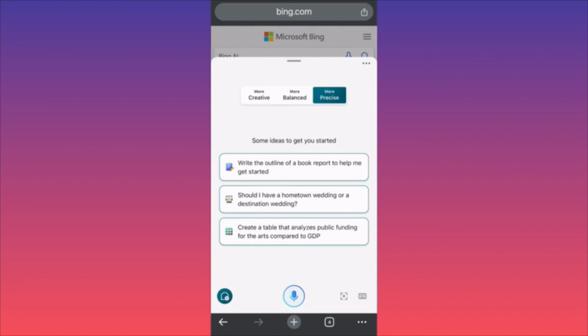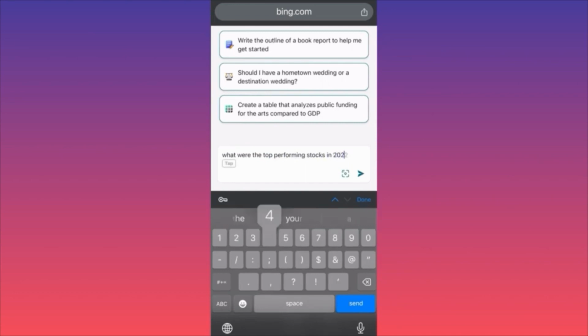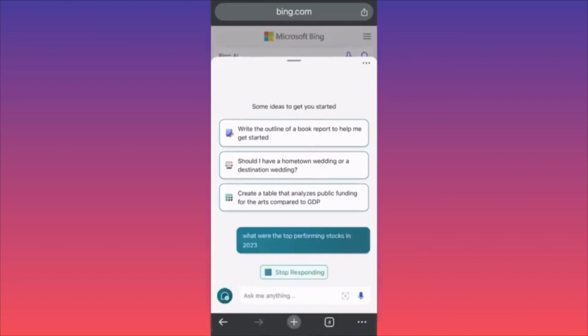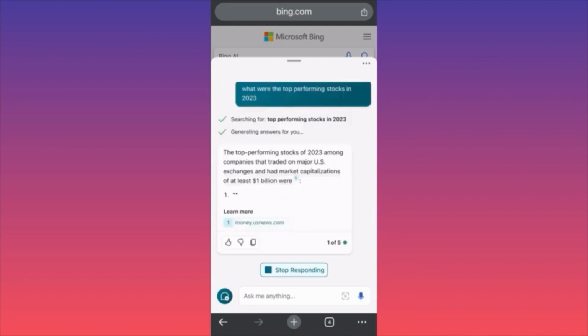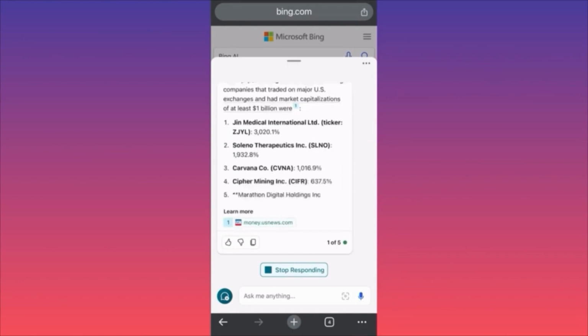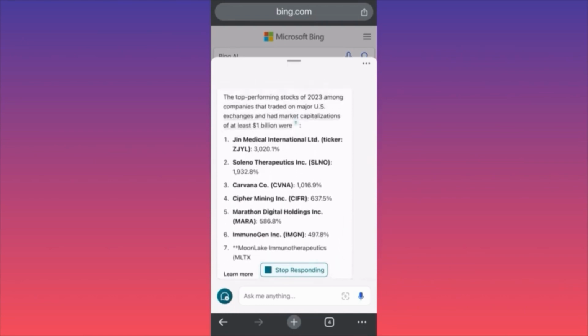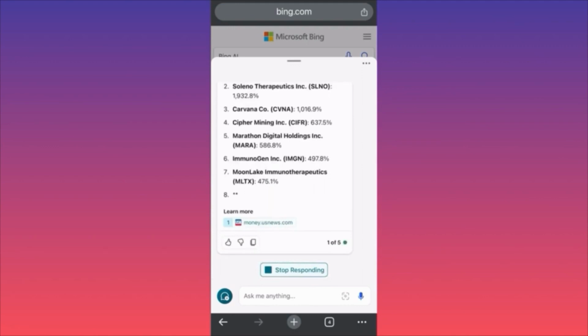So in our example over here, we are going to ask what were the top performing stocks in 2023, excuse me. Now we're sending the algorithm back through the whole Bing search to try to identify the top performing US stocks. Okay, just look at this. The top performing stocks in 2023 among the companies that trade on the major US exchanges with a capitalization of at least $1 billion were Gene Medical International, 3000%.